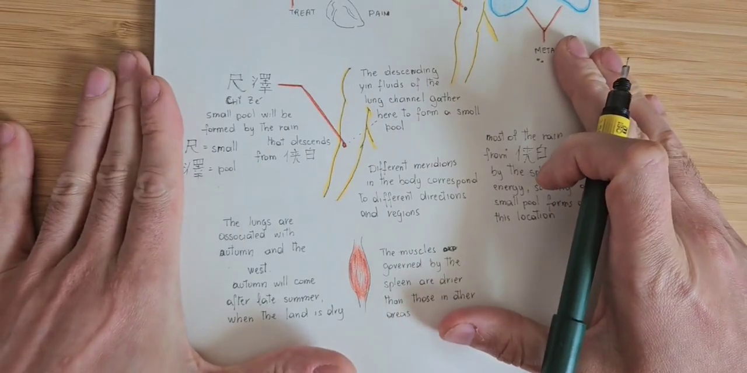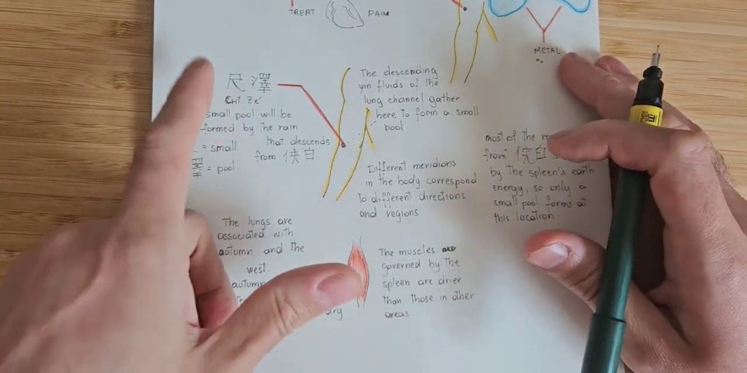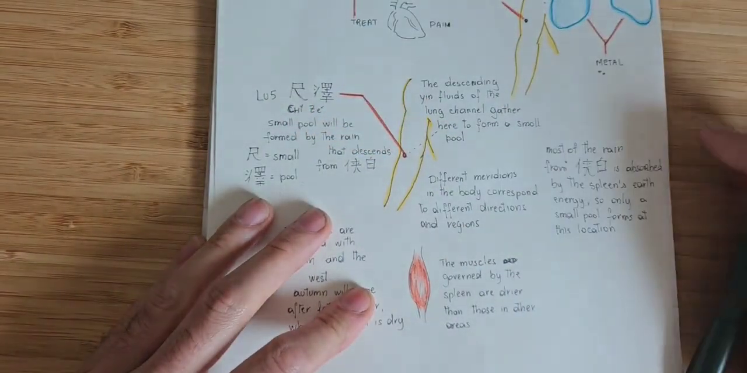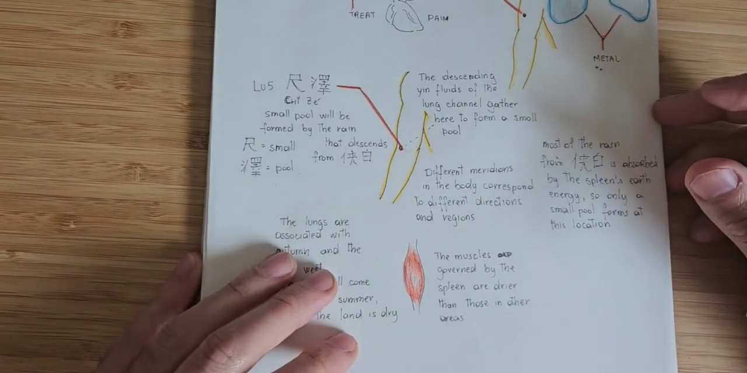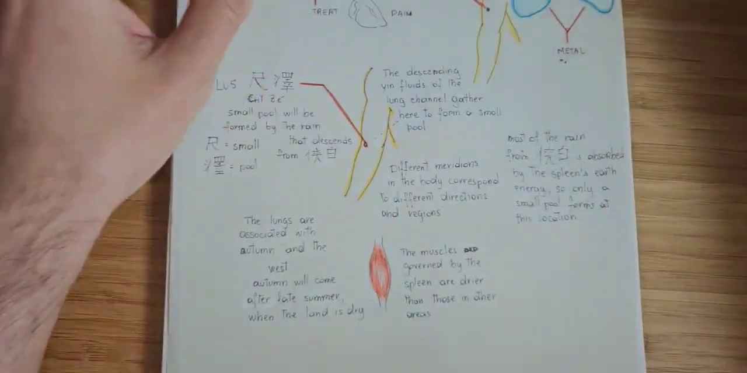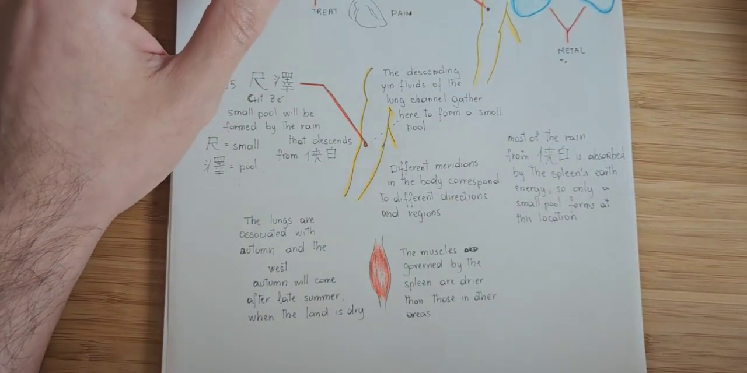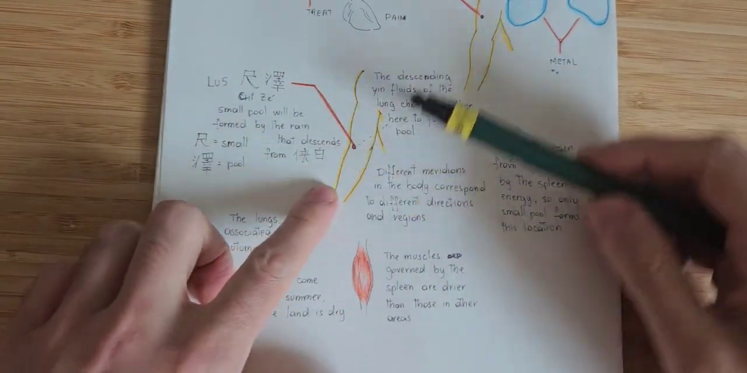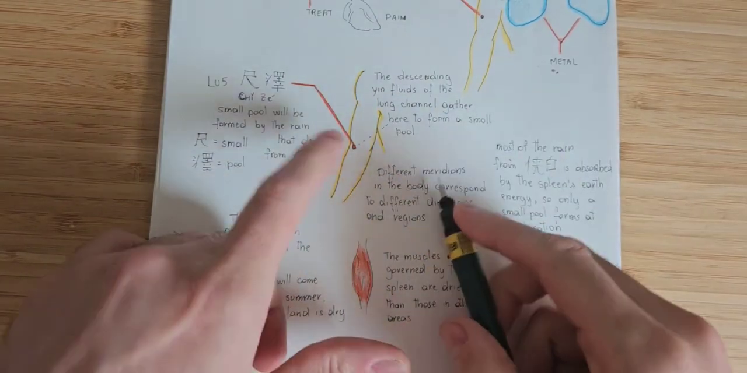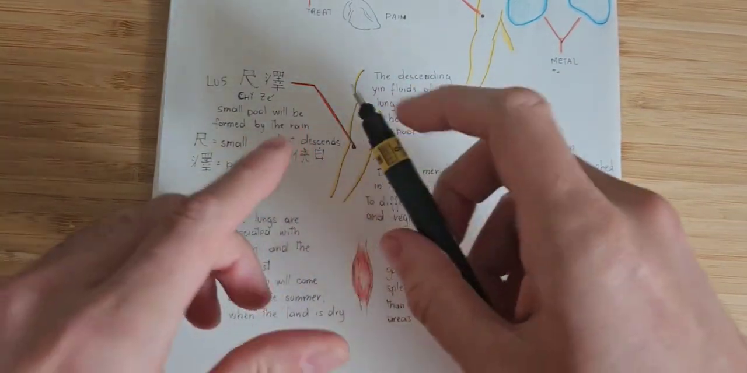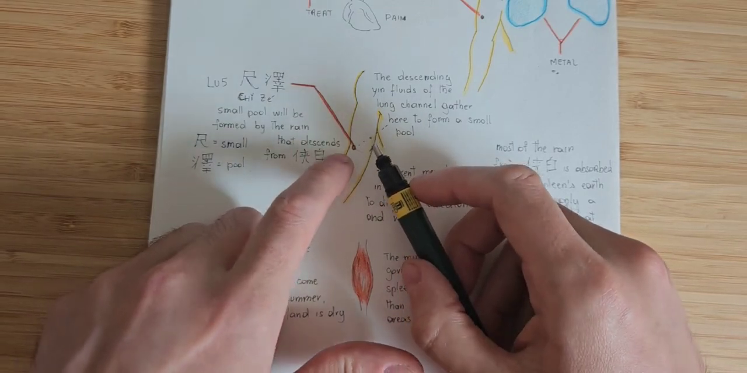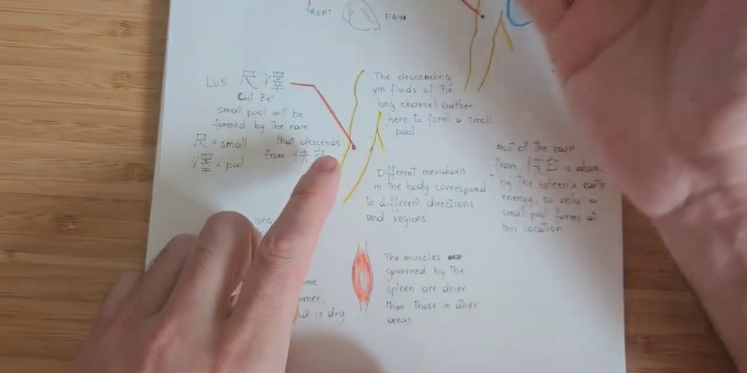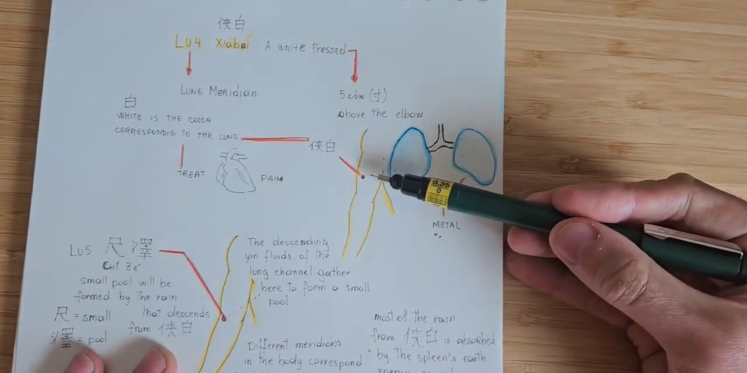Okay, we have Chize here. This is LU5. So this point is where the water flowing along the lung channel, because this is a point from the lung meridian, converges, and the material at this point comes from the rain that descends from Xiabai.